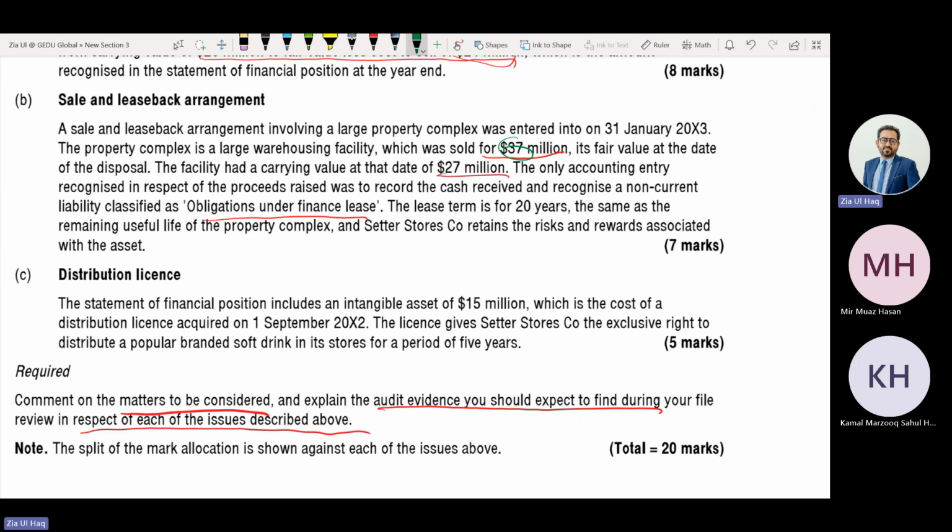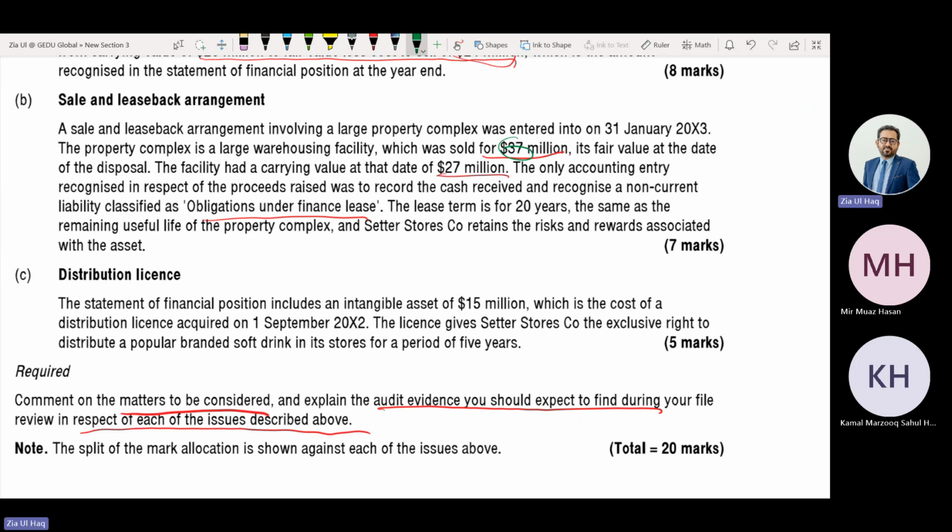Related to this, lease agreement copy to verify the term of the lease, its time period, and any interest rate. Bank statement, cash or bank statement copy to verify cash receipt of 37 million. What else?